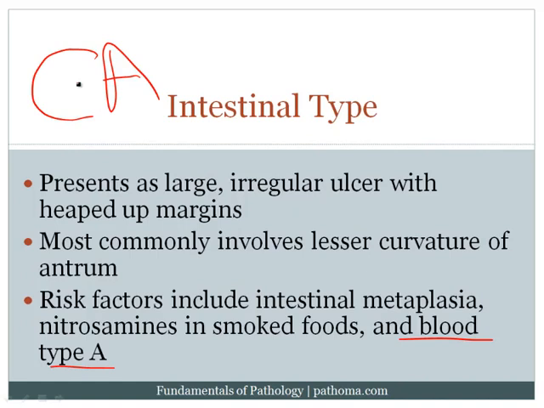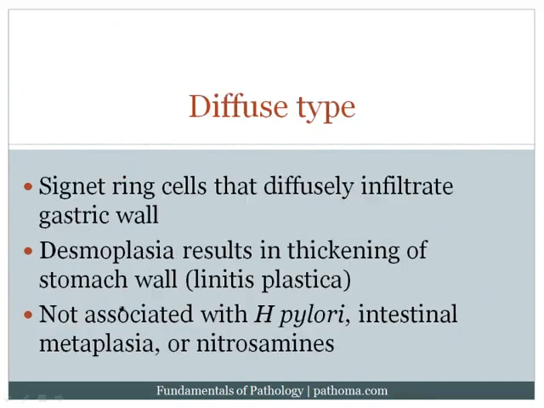At least that's the way that we do it as pathologists. And so that A, maybe that'll help you remember that there's an association of intestinal type of stomach cancer with blood type A. Now the second type of stomach cancer, which is much less common but is super important and super high yield on board exams, is called the diffuse type.